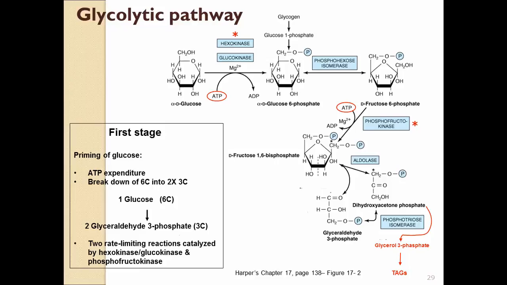And one important thing I wanted to mention is that these 3-carbon molecules can be converted to glycerol 3-phosphate, which we mentioned in the last slide, right? It's the glycerol backbone for triglyceride synthesis. So this is sort of the pathway that you can see in the adipocytes, from glucose to generate glycerol 3-phosphate for triglyceride synthesis.